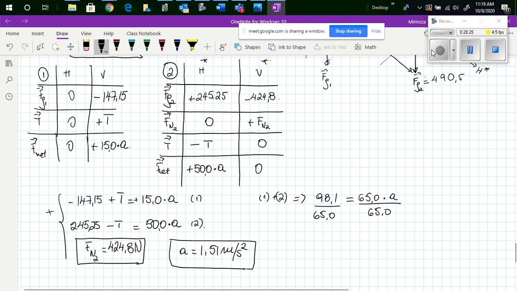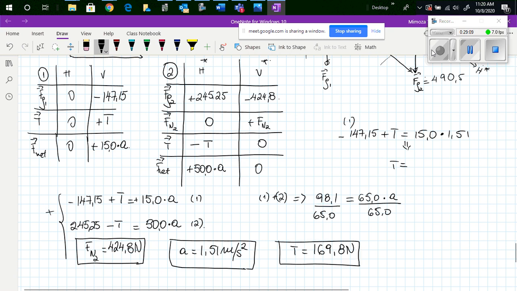And then you take this value and substitute it in any of them. I will substitute it in the first equation. So on the first equation, negative 147.15 plus T is equal to 15 times 1.51. And then from here, we find that T is 15.0 times 1.51 plus 147.15. And tension is 169.8 newtons. Do you have those values in your work?